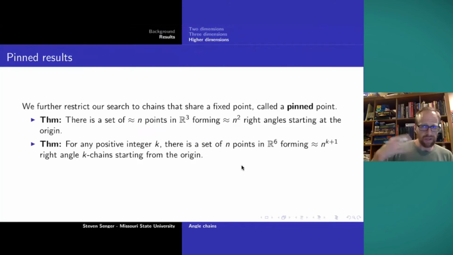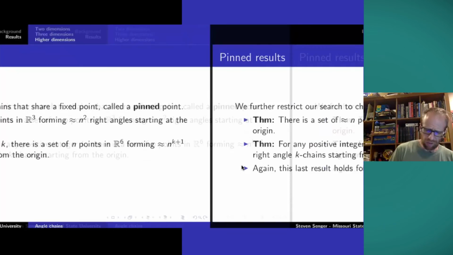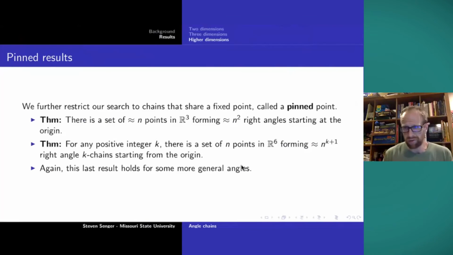In R6, pinned or not, it's sort of done. You get the trivial amount of k-chains, because if you've pinned the first point, then there'd be n to the k plus 1 other choices for the k plus 1 further points. And again, this last result, because it's a variant of the previous one that I mentioned in R6, it does hold for some more general angles.